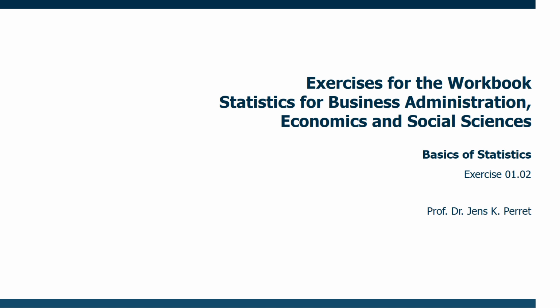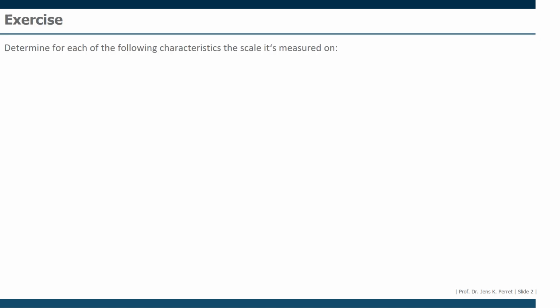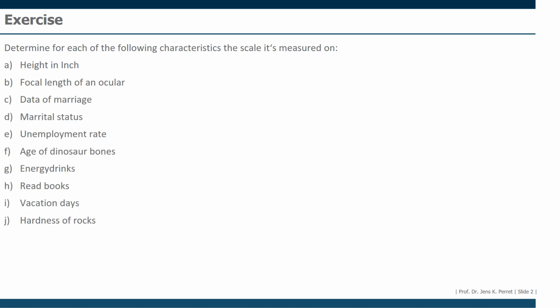This time about the basics of statistics and in particular on the different scale levels which exist for variables. So let's have a look at the exercise. Here we simply have determined for each of the following characteristics the scale it's measured on. Now we have here the overview of a total of 10 different variables or characteristics. So let's work through those 10 step by step, starting with the height in inches.